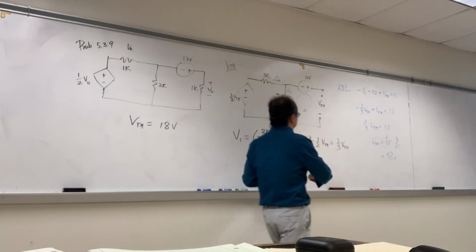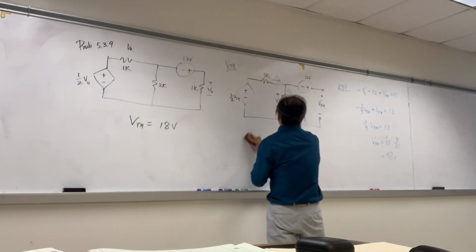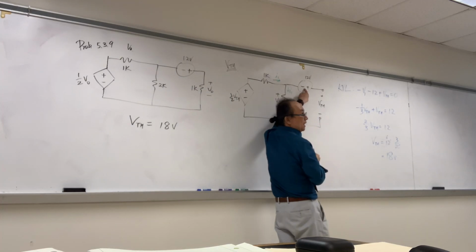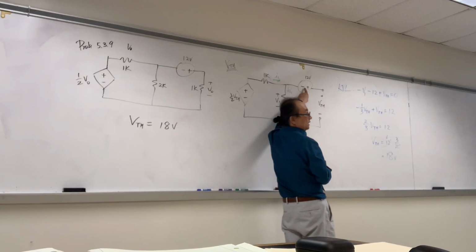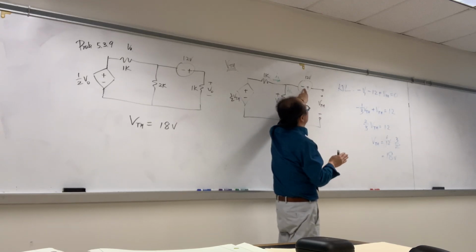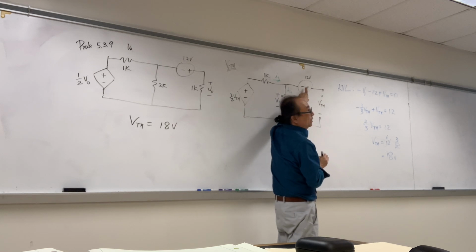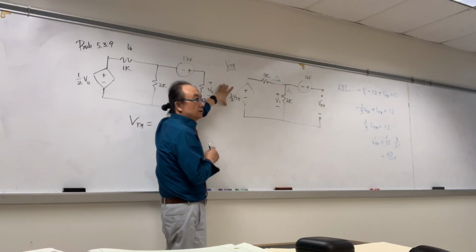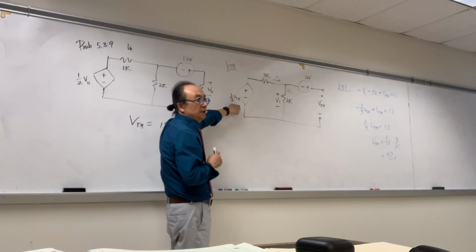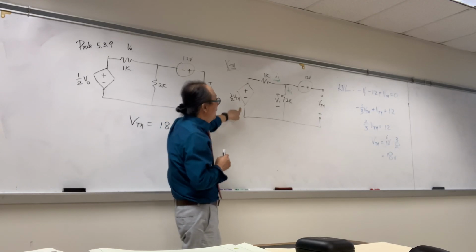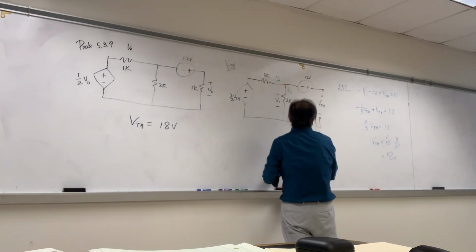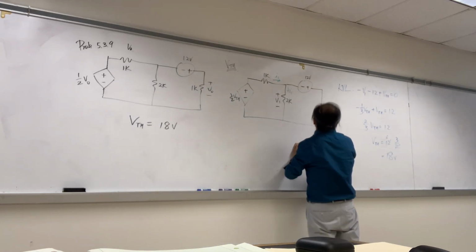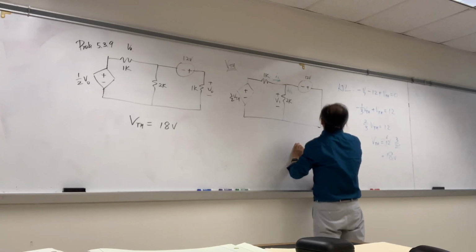How do you find the RTH? To find RTH, we need to turn an independent voltage source into a short circuit, and an independent current source into an open circuit. However, we have a problem because this is not an independent source. This is a dependent source. Therefore, we cannot turn it off. If that is the case, we're going to make it a short circuit, finding I sub n.